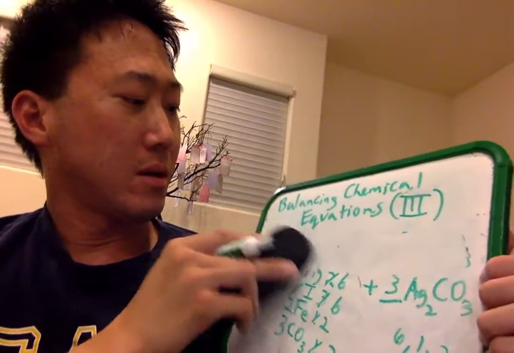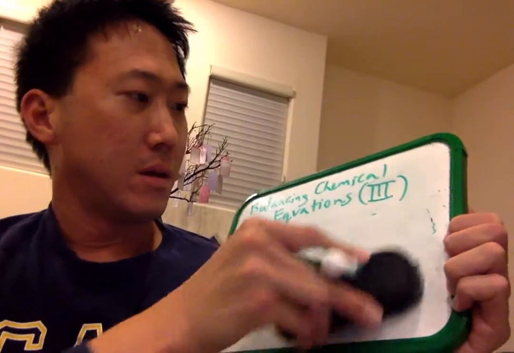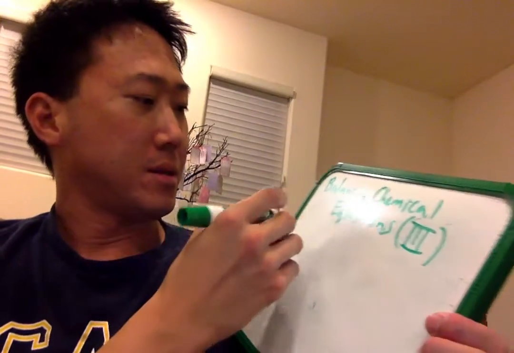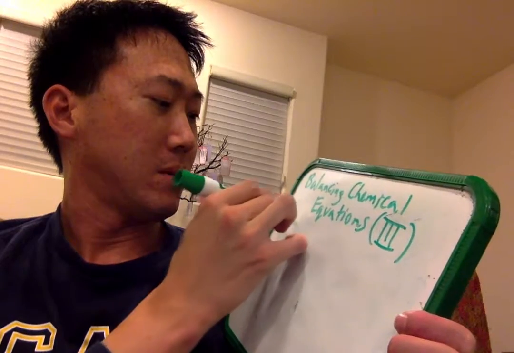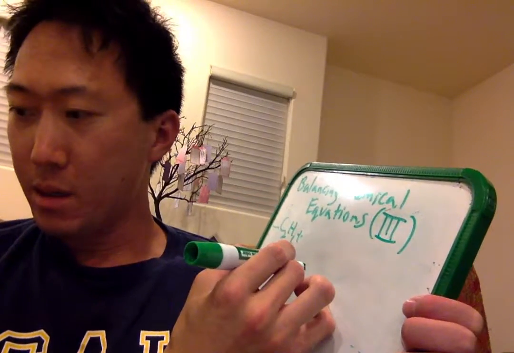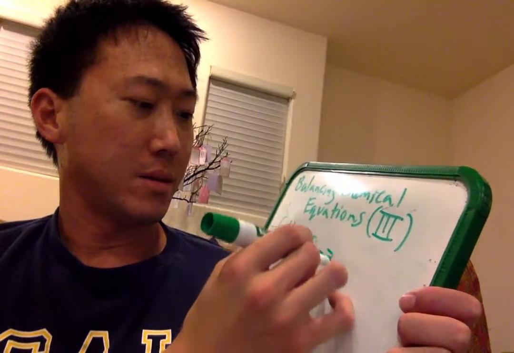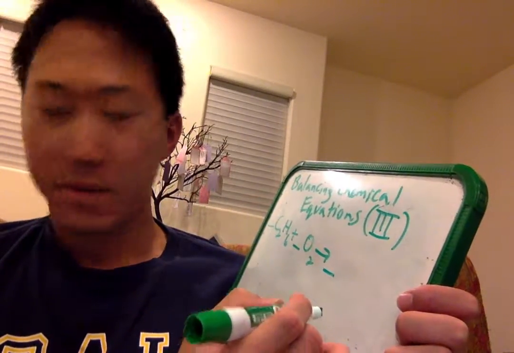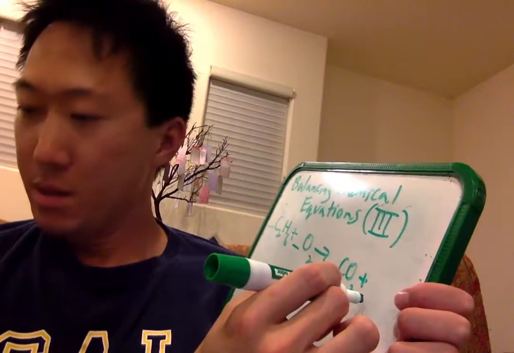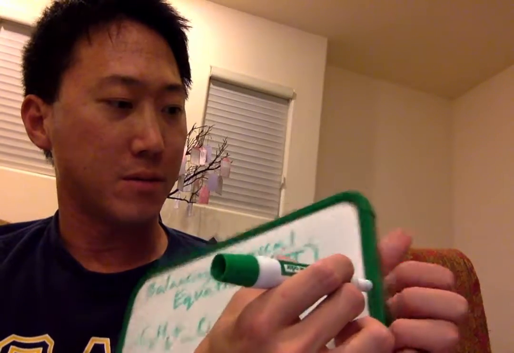So let's try another example. This one's probably going to be a little more challenging. So let's try C2H6 plus oxygen yields carbon dioxide plus, let's see, H2O. Good old H2O.